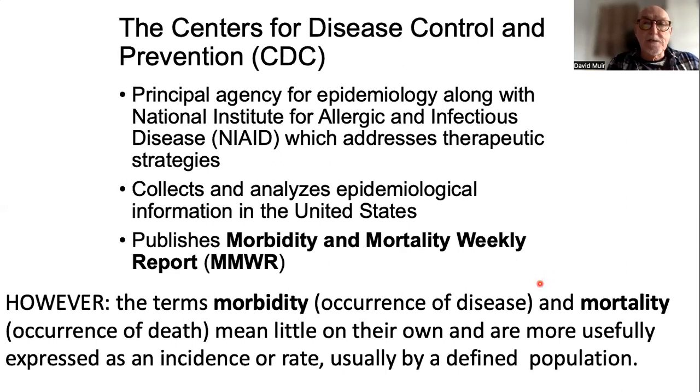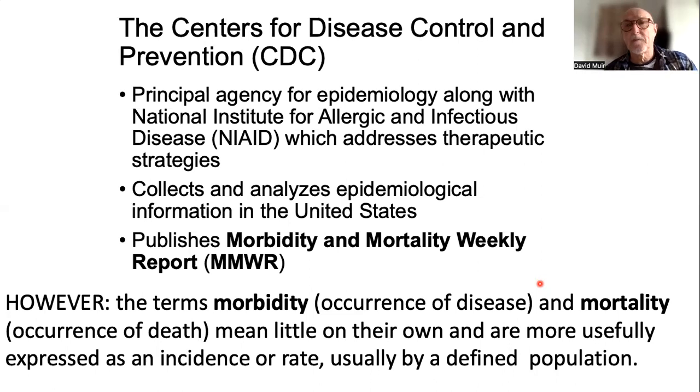The principal agency in the United States and a world authority for epidemiological studies is the United States Centers for Disease Control and Prevention, which is the CDC. They are the principal epidemiological agency. They are part of the NIAID, the National Institute for Allergy and Infectious Diseases. And that arm of the CDC actually addresses therapeutic strategies. Still an epidemiological study, but they address therapeutic strategy.